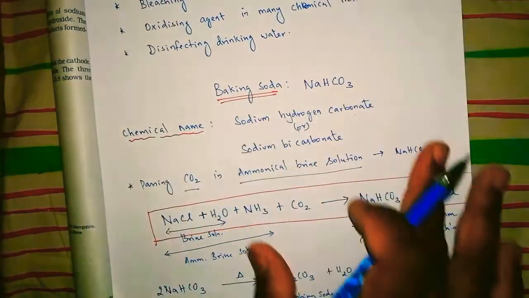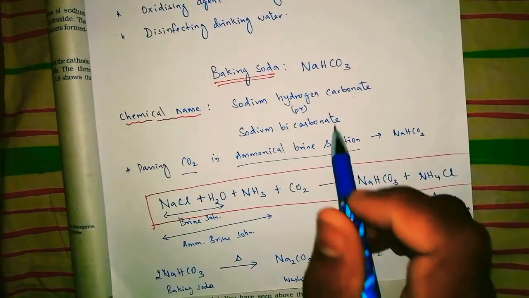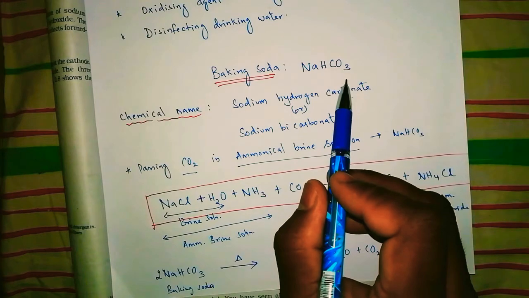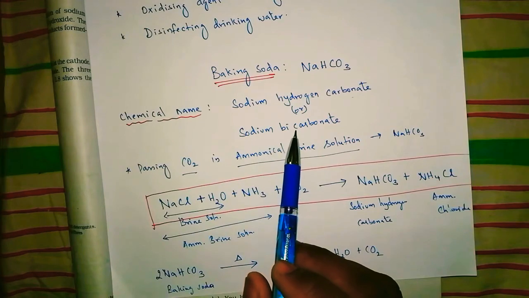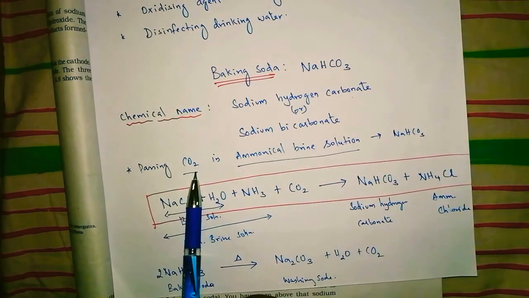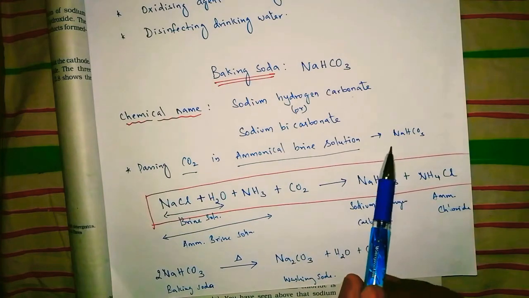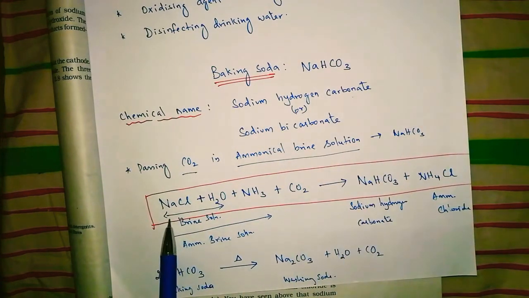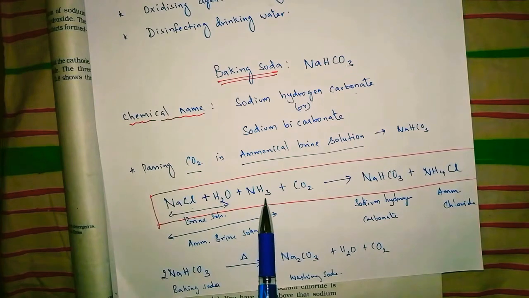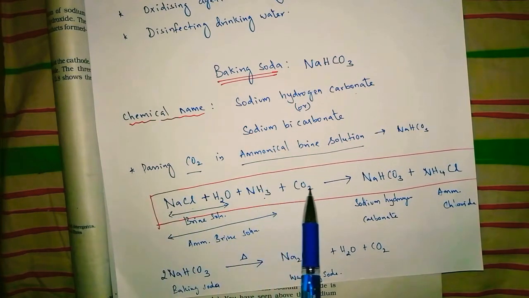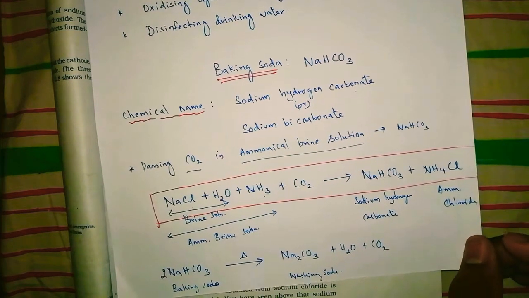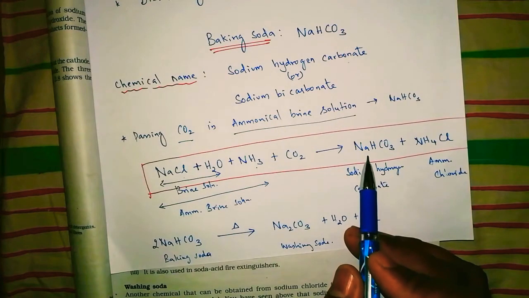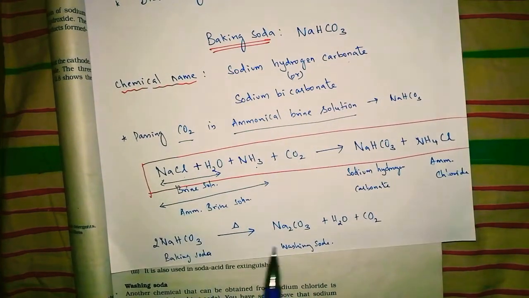So in this topic, what we learned: baking soda, the formula is NaHCO3, that is sodium hydrogen carbonate. We can say sodium bicarbonate also. By passing carbon dioxide in ammoniacal brine solution, that is sodium chloride plus H2O plus NH3, we are going to get sodium hydrogen carbonate. Sodium hydrogen carbonate is basic in nature. While heating this sodium hydrogen carbonate, we are going to get sodium carbonate, right?